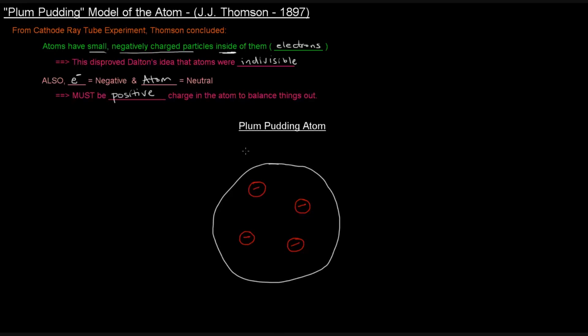So in the case of the plum pudding model of the atom, the electrons are like the raisins, and then the dough is a positively charged space. So these little red things here, of course, are the electrons. These are the electrons, right? That would be the plums or the raisins. And the rest of the space contained in the atom, it's just a bunch of fluffy dough.